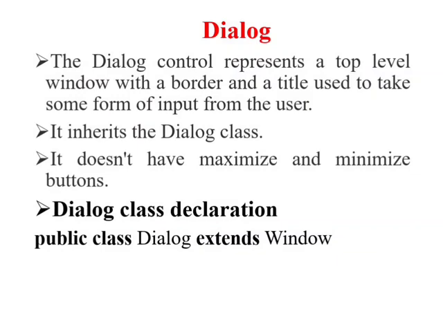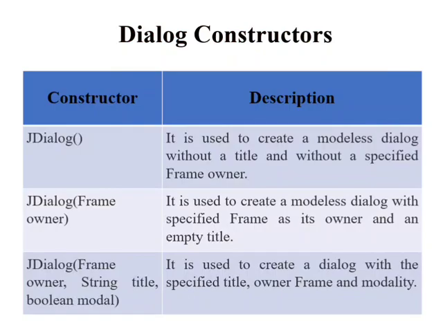The dialog control represents a top level window with a border and a title used to make some form of input from the user. It inherits the dialog class. It does not have a maximize and minimize button. The dialog class declaration is: public class Dialog extends Window. The next one is the dialog constructor.